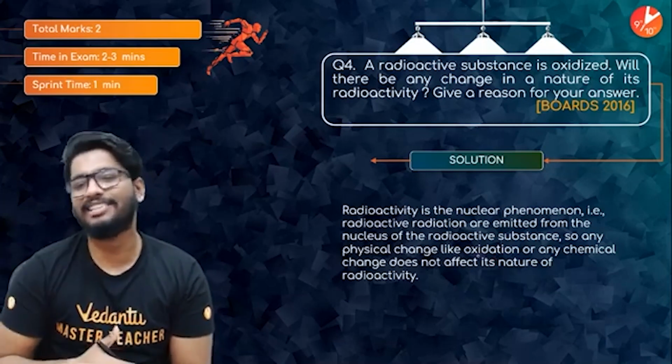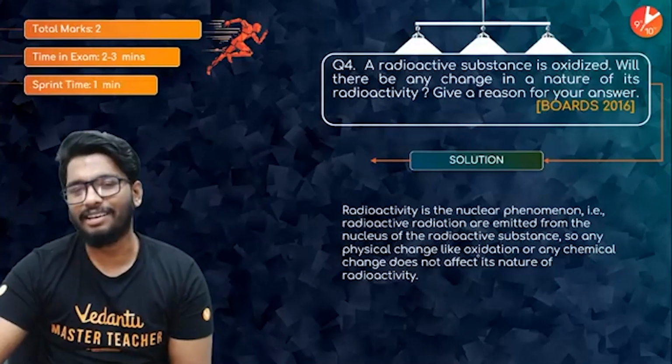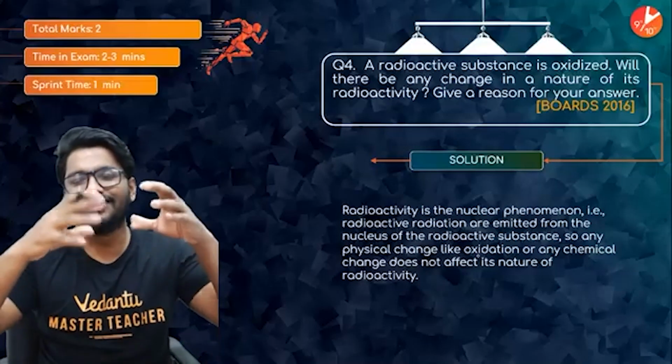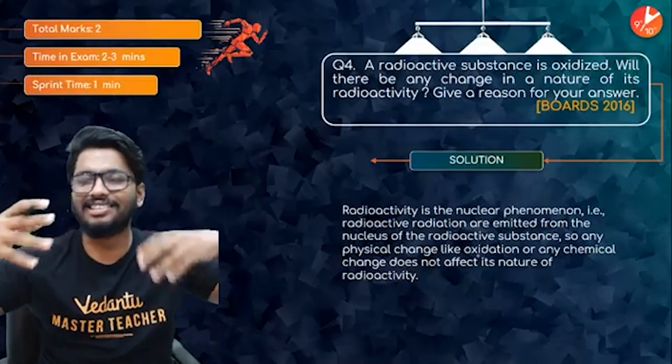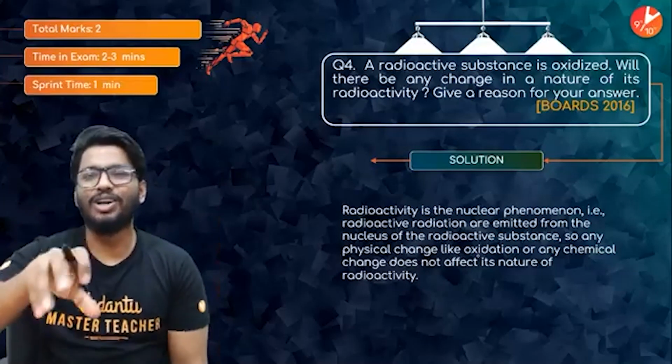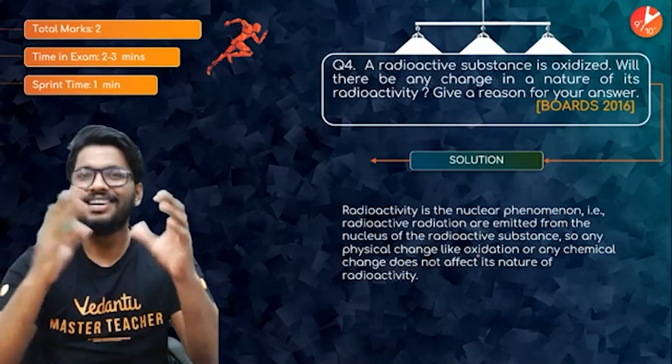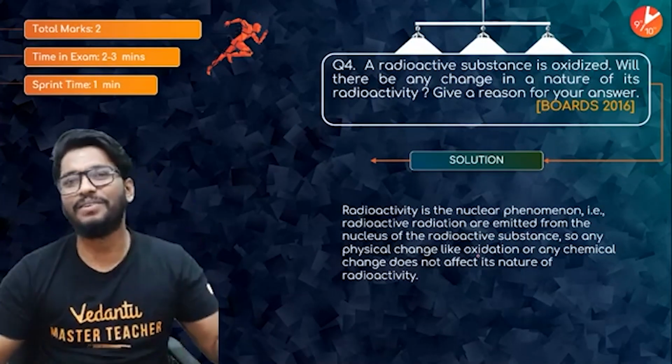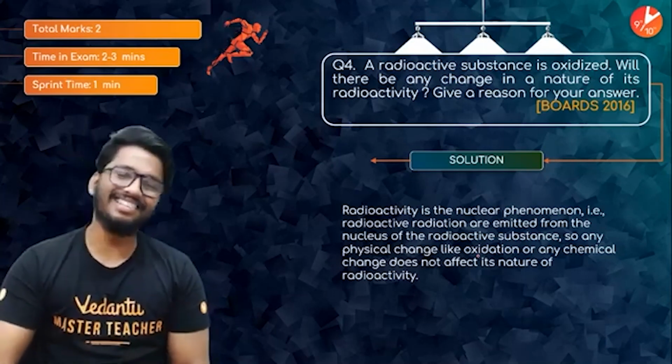Any chemical or physical change for that matter will not affect the radioactivity, because all of that is happening with the interactions between the electrons and not with the nucleus itself. The nucleus is still intact. There's no interaction whatsoever. So that is the answer, guys.